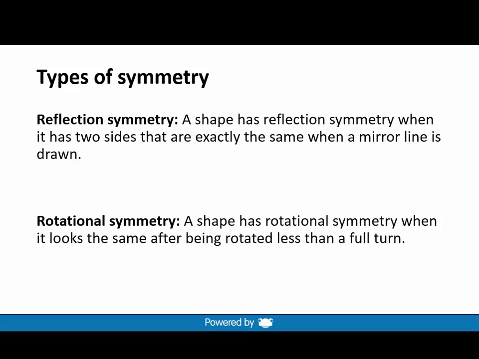Reflection symmetry. A shape has reflection symmetry when it has two sides that are exactly the same when a mirror line is drawn. And for rotational symmetry, a shape has rotational symmetry when it looks the same after being rotated less than a full turn.